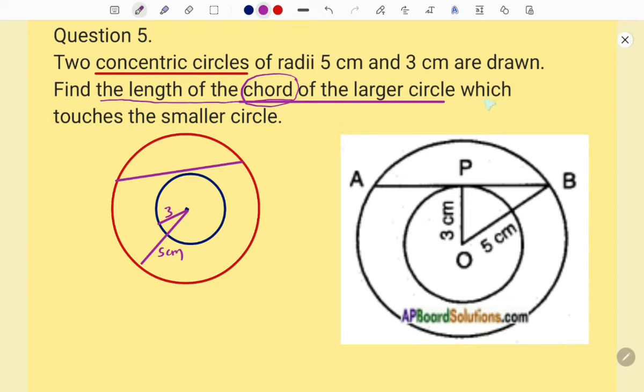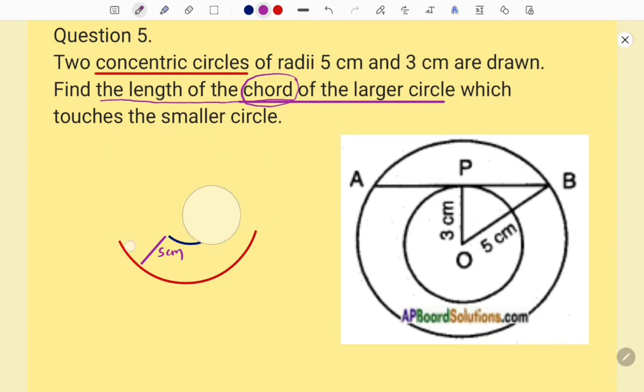Suppose here a chord touches the smaller circle. Suppose this is a chord of the larger circle, but it does not touch the smaller circle. Yes or no? It does not touch. Here, we can take the chord such that it compulsorily touches the small circle. Yes, like that, it touches the small circle. Now see the diagram.